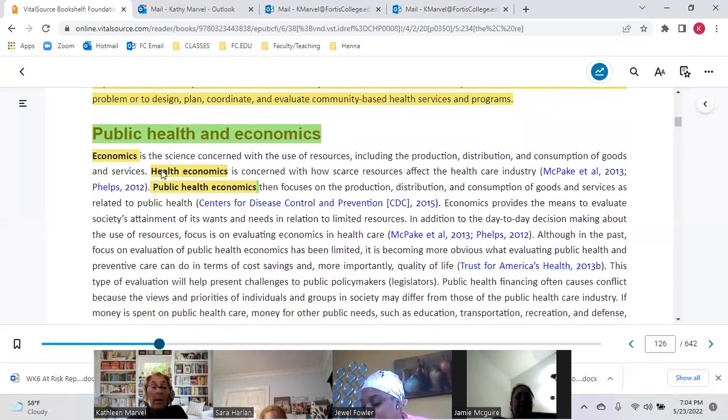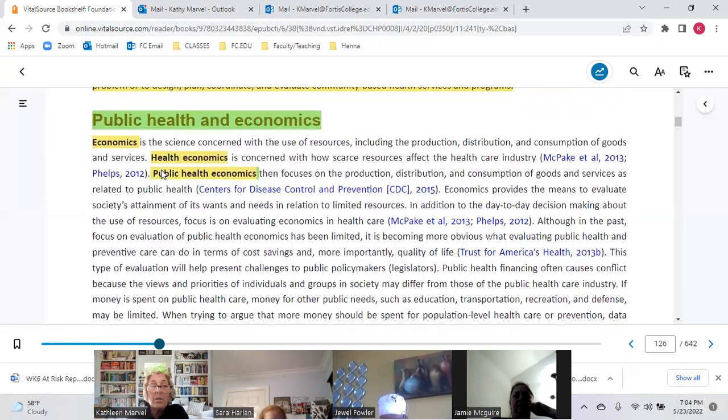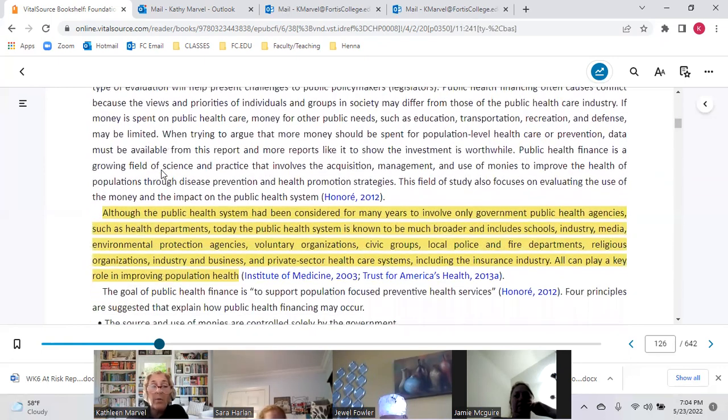All right. Well, economics, we know, is the science concerned with the use of resources. Health economics is health resources. Public health economics is public health resources. So that's just the quick definition of health economics and public health economics.